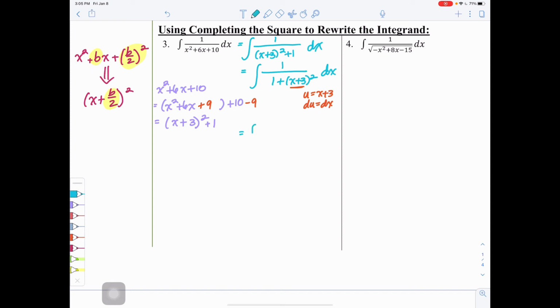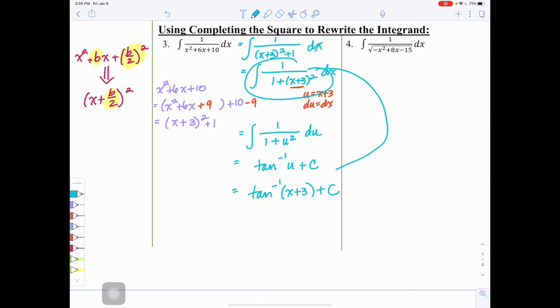Okay? So now we have the integral of 1 over 1 plus u squared du, and that is the tan inverse of u plus a constant. Putting our u back in, it's x plus 3. What I was mentioning here, since the derivative of u is just 1, you could actually just go from here to here, knowing it's the tan inverse of whatever was squared. Sometimes it's nice to write your substitution in. Well, that made it nice. Let's try a little bit more difficult one.